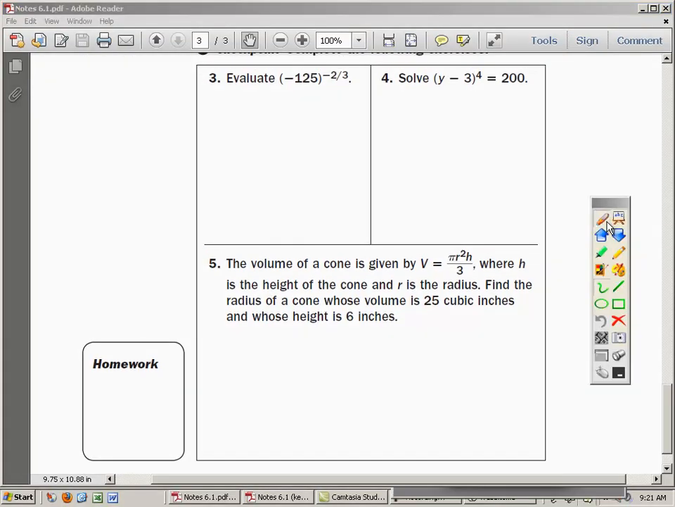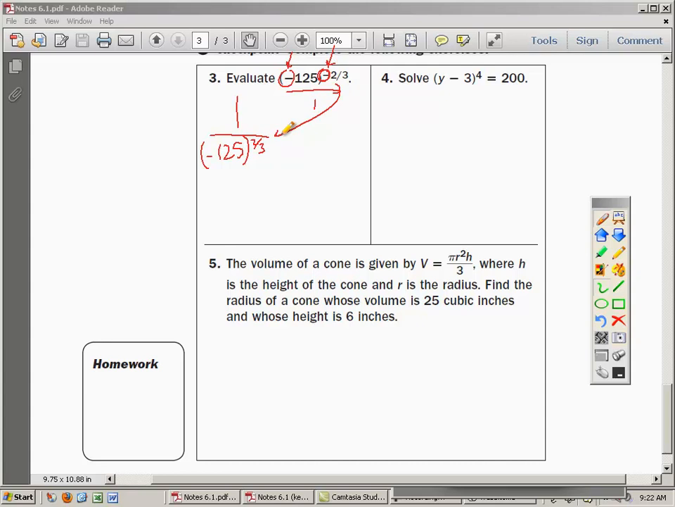I do much better with radical notation. I don't know if you will or not, but I'm probably going to do a little bit more with the radical notation. Since the exponent is negative, I'm going to make this negative 125 raised to the positive 2/3 power, because again, if it was a negative exponent on top, we move it to the bottom and it becomes positive.